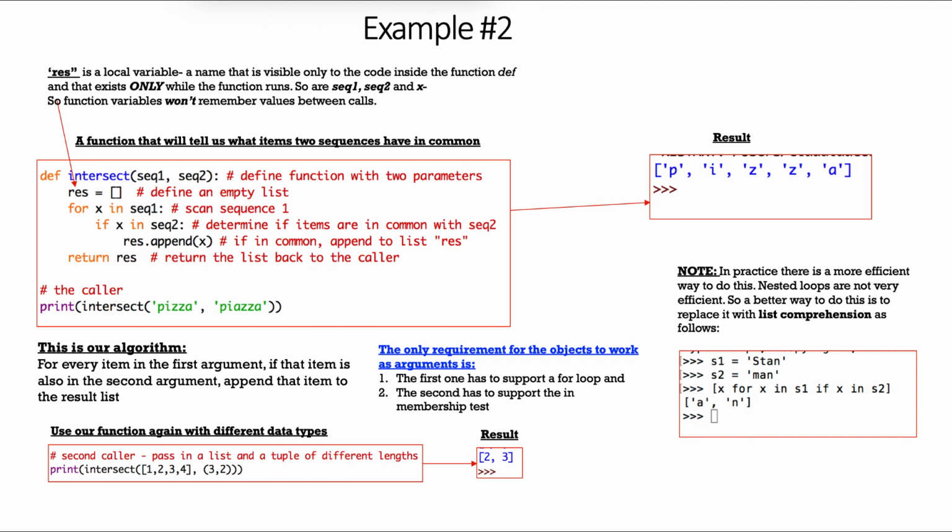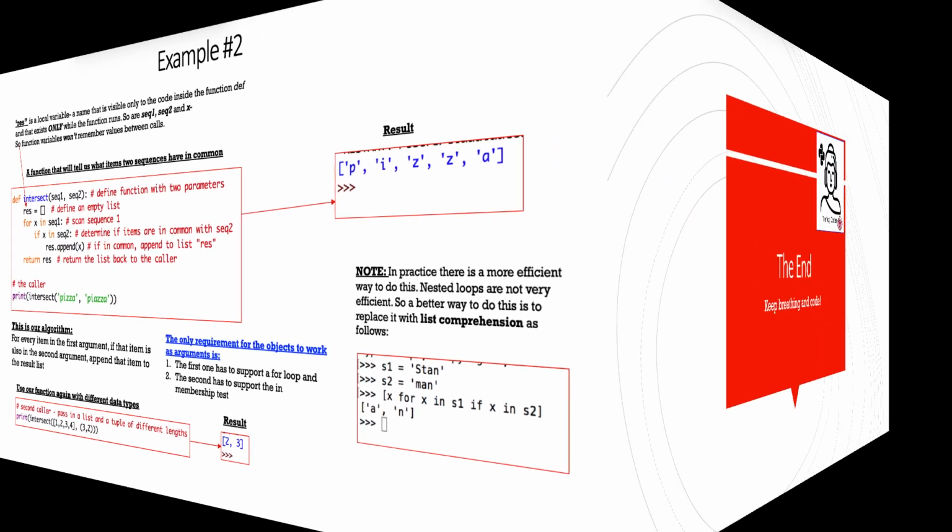Note, in practice, there's a more efficient way to do this. Nested loops are not the most efficient thing. So a better way to do this is to use list comprehension. And I give you the example. We've covered list comprehension in lists and also in our iterator module. So we have S1 stan, S2 man, X for X in S1 if X in S2, and it finds A and N as the 2 elements in common. If that confuses you at all, I invite you to go back to the list class and also to the iterator class in this series.